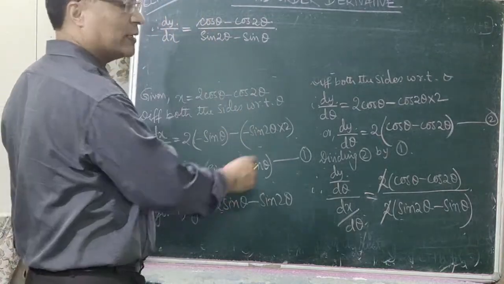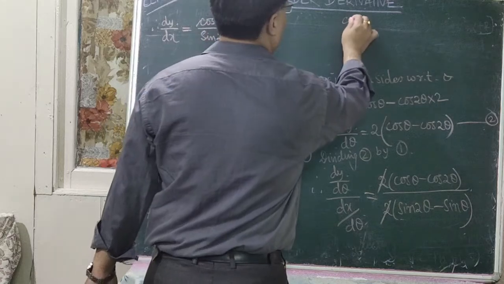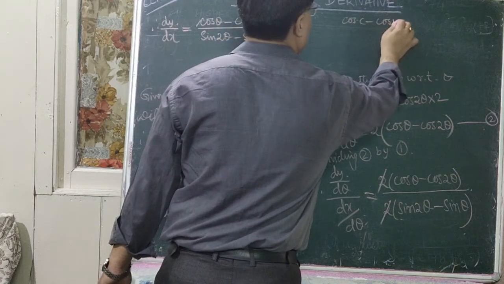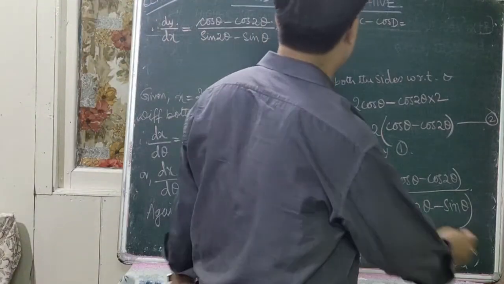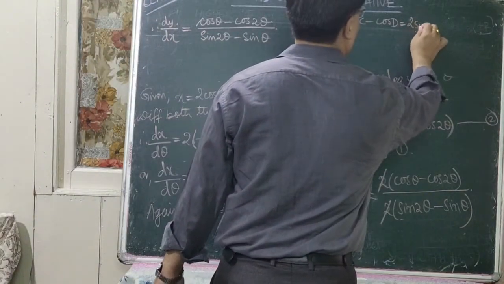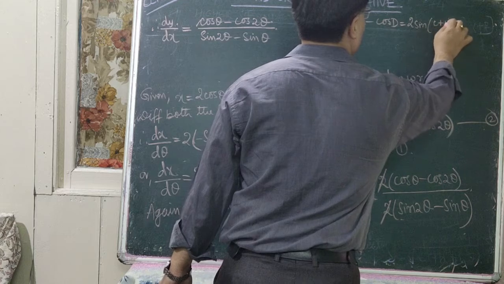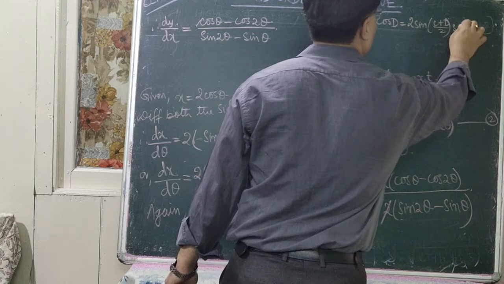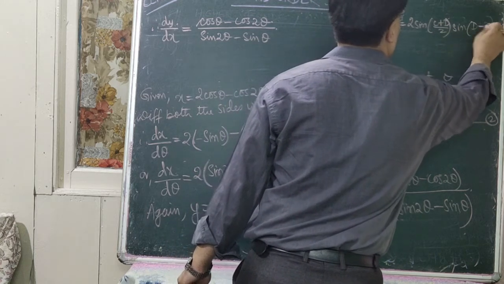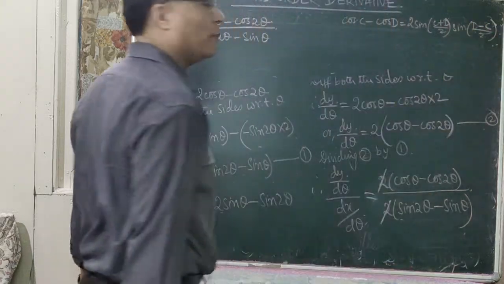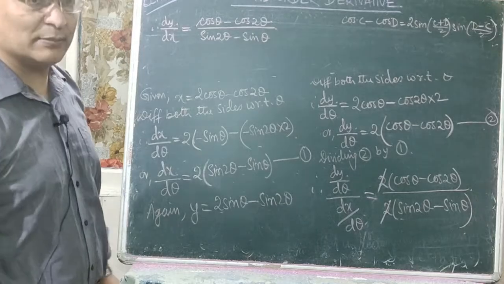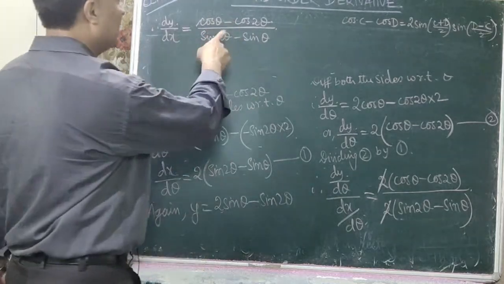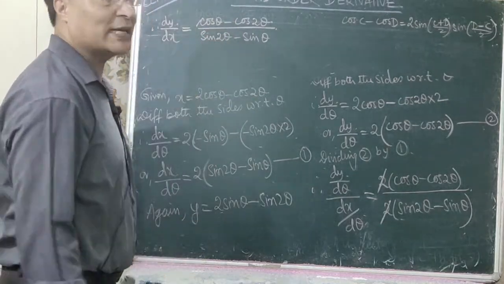So in the numerator you can use the formula cos c minus cos d. So what is the formula for cos c minus cos d? It is 2 sine of c plus d by 2 sine of d minus c by 2. You should know this formula. Cos c minus cos d is equal to 2 sine of c plus d by 2, then sine d minus c by 2. Okay. Then down here in the denominator there is sine c minus sine d.